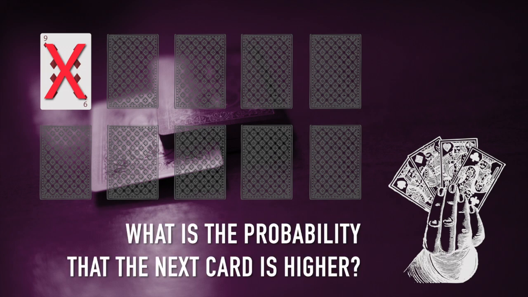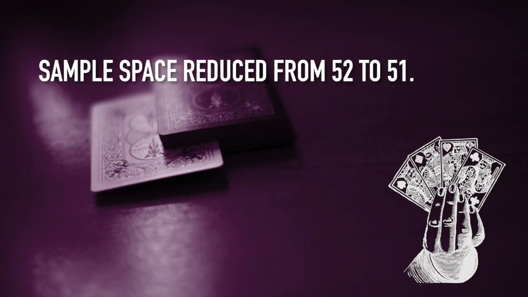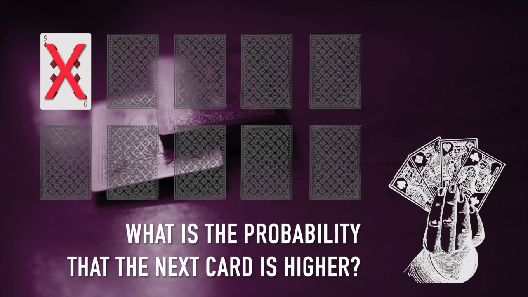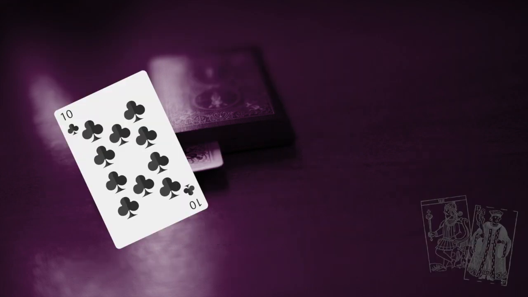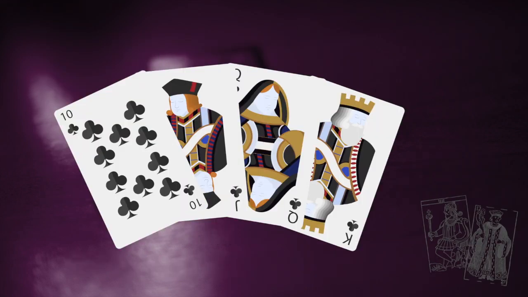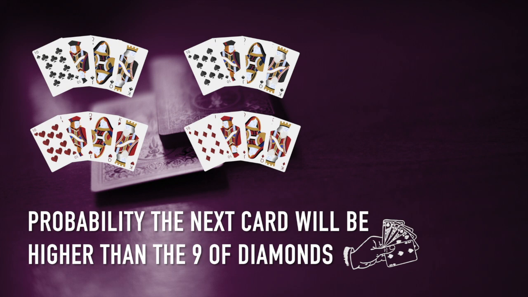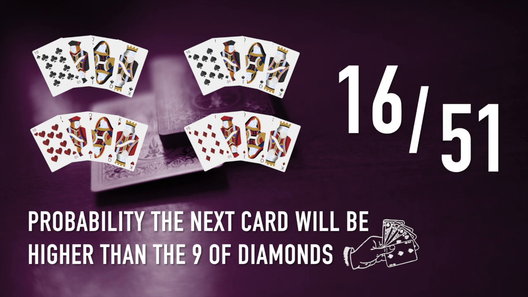Now, to get the probability of the cards that are higher, keep in mind that the 9 of diamonds is marked out, which means my sample space is now 51 cards. So that will be your denominator for this first row. When I go to count the cards that are higher than the 9 of diamonds, that would be your 10, Jack, Queen, and King, and there are 4 suits. So that's 4 cards at 4 suits is 16 cards. So my probability that a card is going to be higher than the 9 of diamonds is 16 cards out of 51.